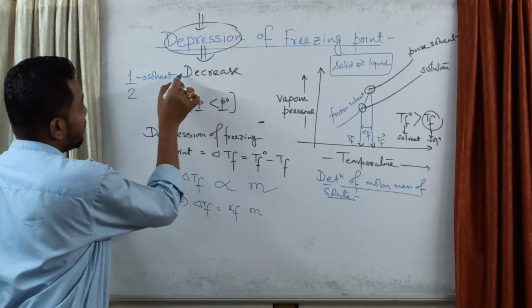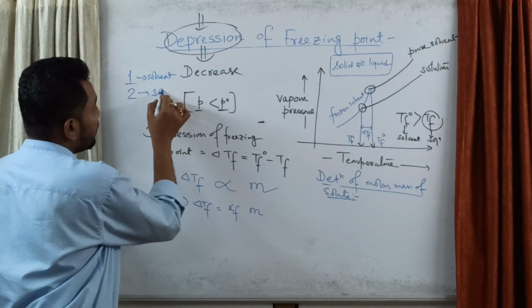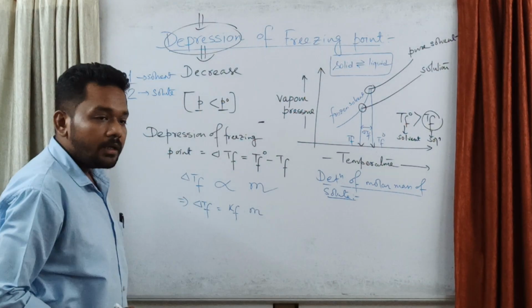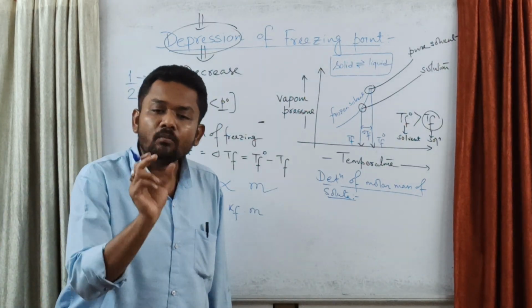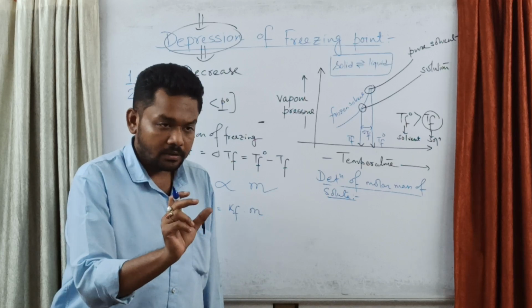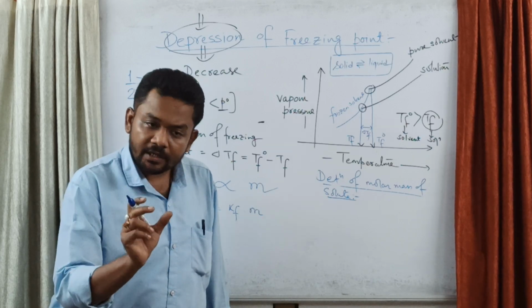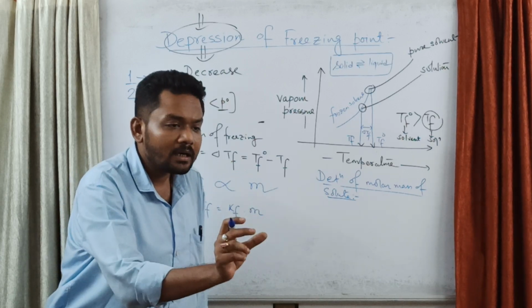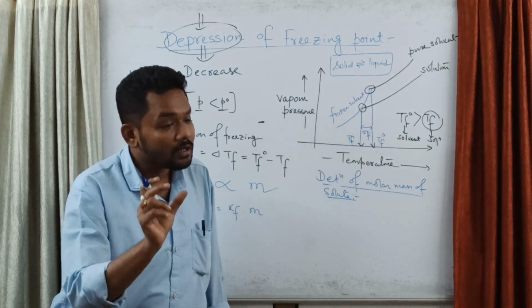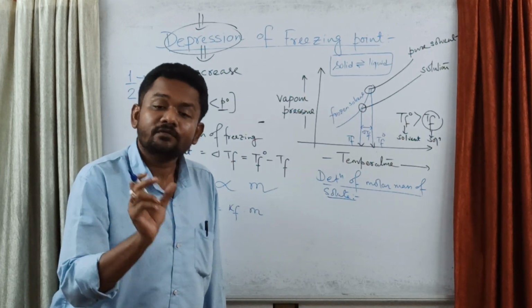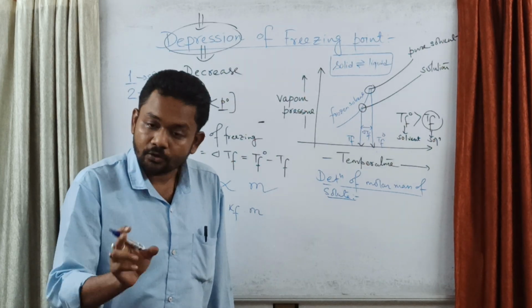Anything with suffix 1 is solvent. Anything with suffix 2 is solute. If I say M2, that means molar mass of solute. M1 is the molar mass of solvent, M2 the molar mass of solute. W1 is the mass of solvent, W2 the mass of solute. So 1 means solvent, 2 means solute.